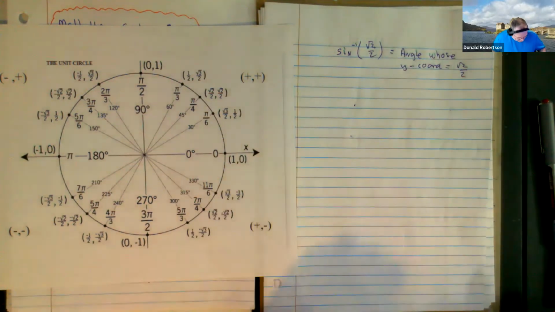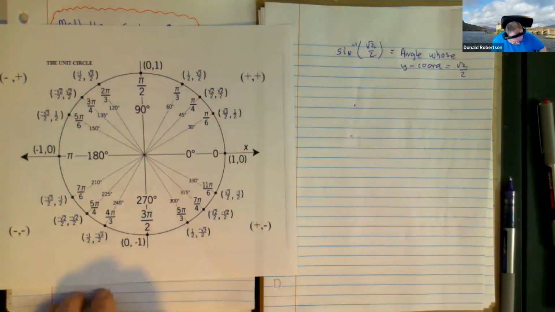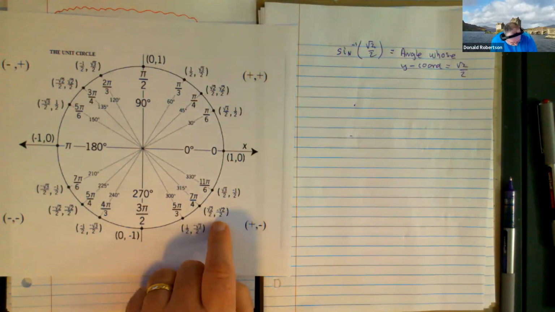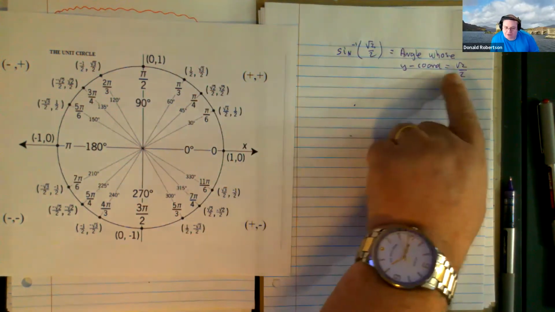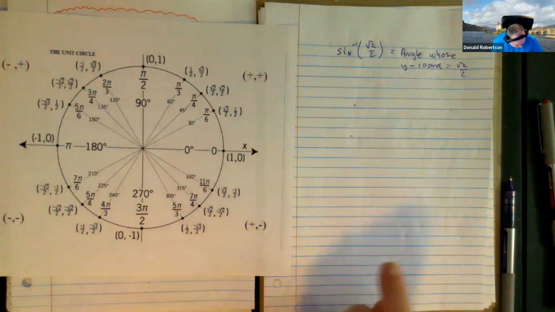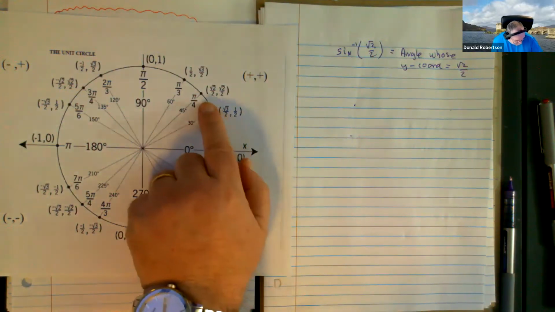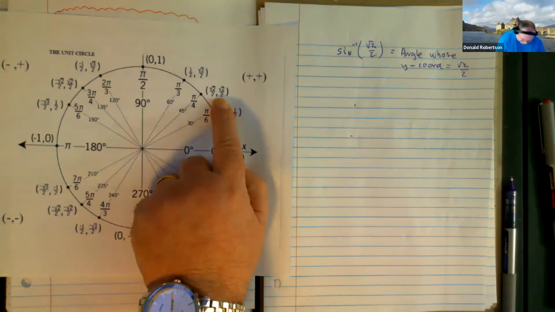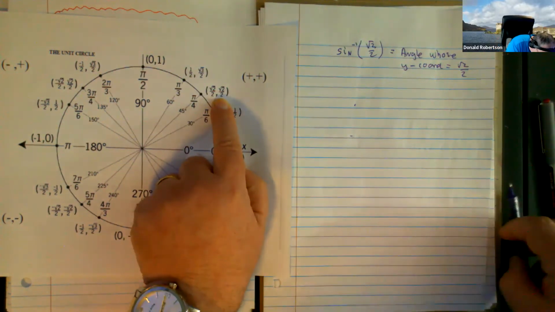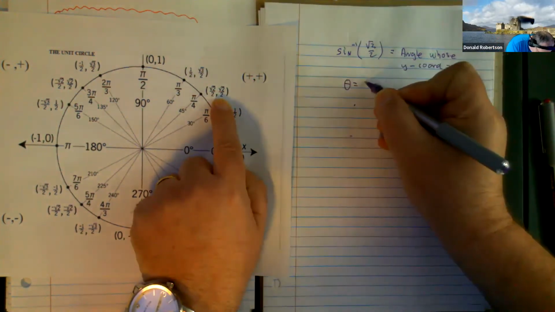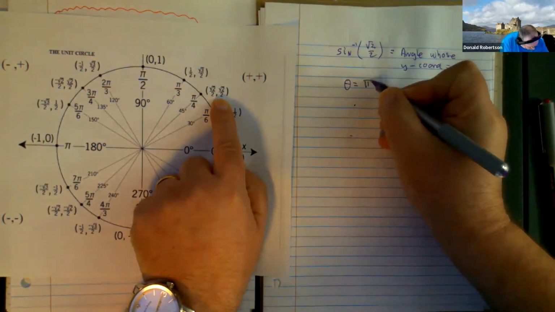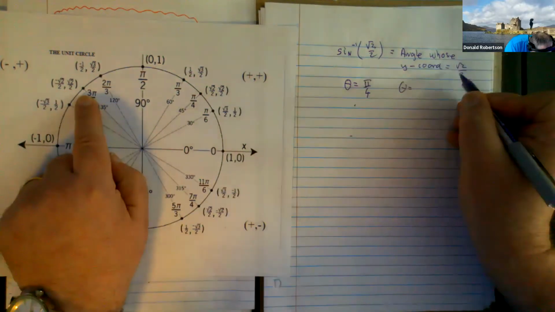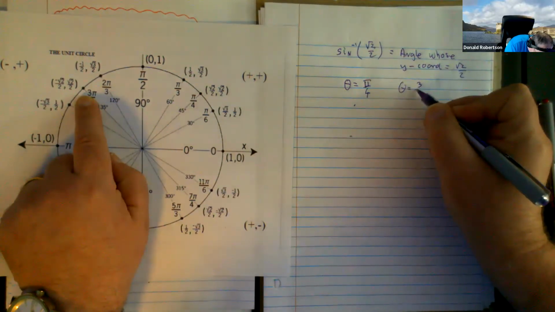Now, if you look at the unit circle and find the angles that have a y-coordinate of root 2 upon 2, you're going to get two answers, but only one of them is correct. Would you agree that pi upon 4 has a y value of root 2 upon 2? Great. So one of my angles is pi upon 4. There is another angle over here that also has a y-coordinate of root 2 upon 2, and it's that one.